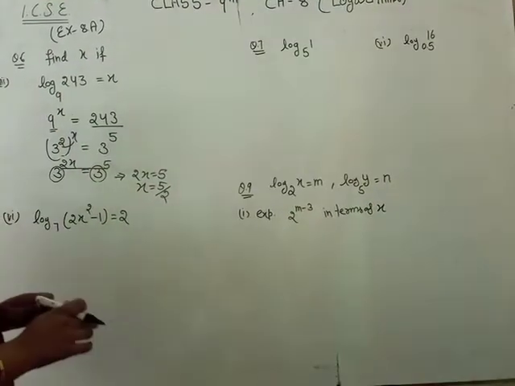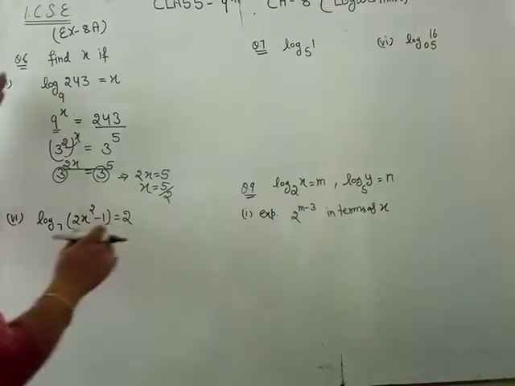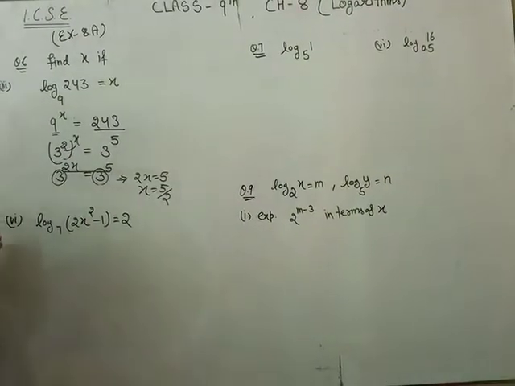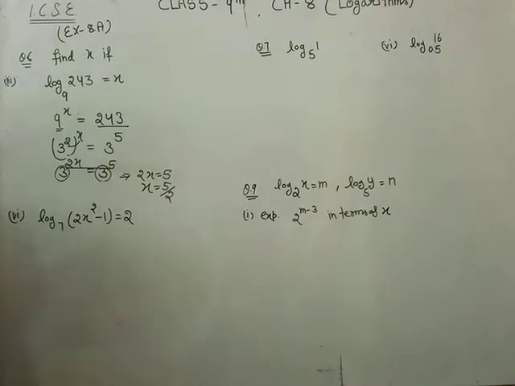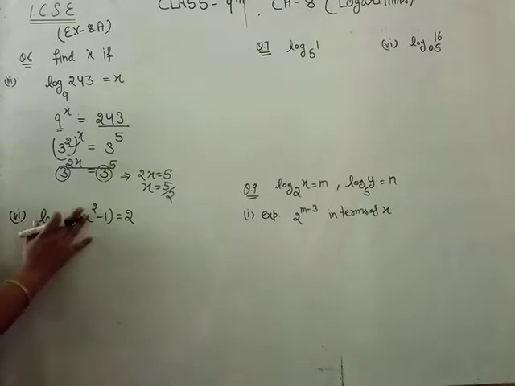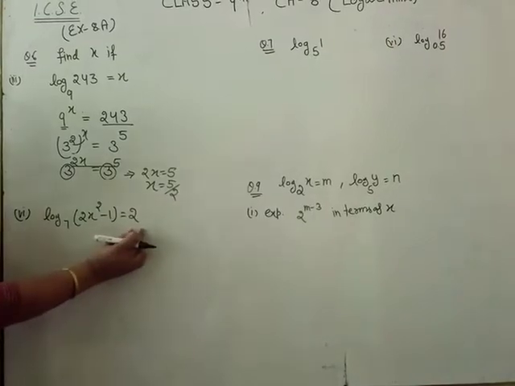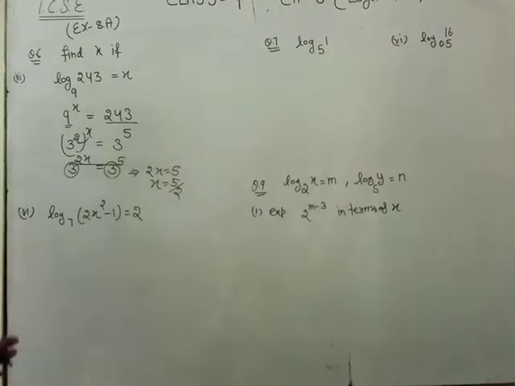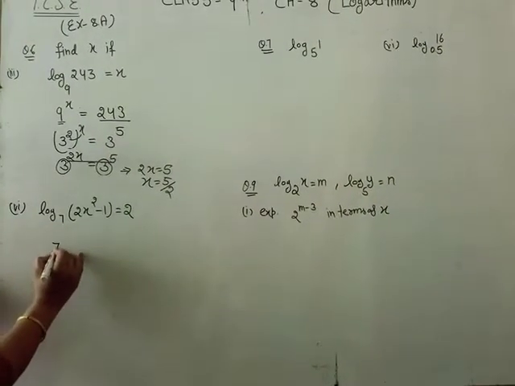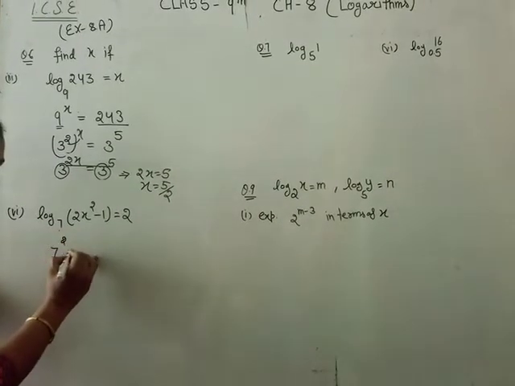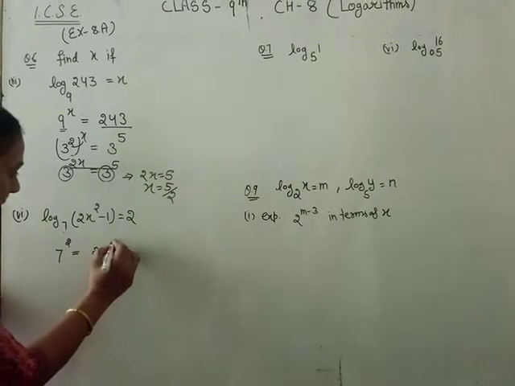Okay, then question number 6, part number 3. Log of 2x square minus 1 at the base 7 equal to 2. Log of this at the base 7 equal to 2. First we change it to exponential form, then 7 raised to the power 2 equal to 2x square minus 1.